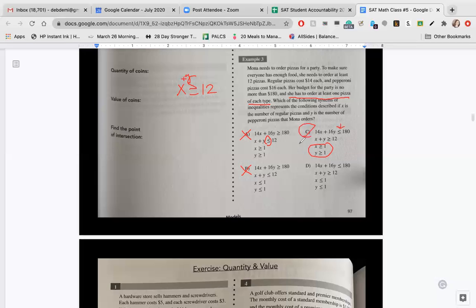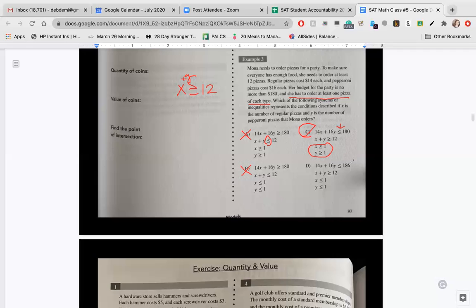So this one takes really little math skills. It's just knowing what at least is and what at most is. All right, does that make sense to you guys? Do you have any questions on that? Because I want everyone to be able to get this one right on the SAT.